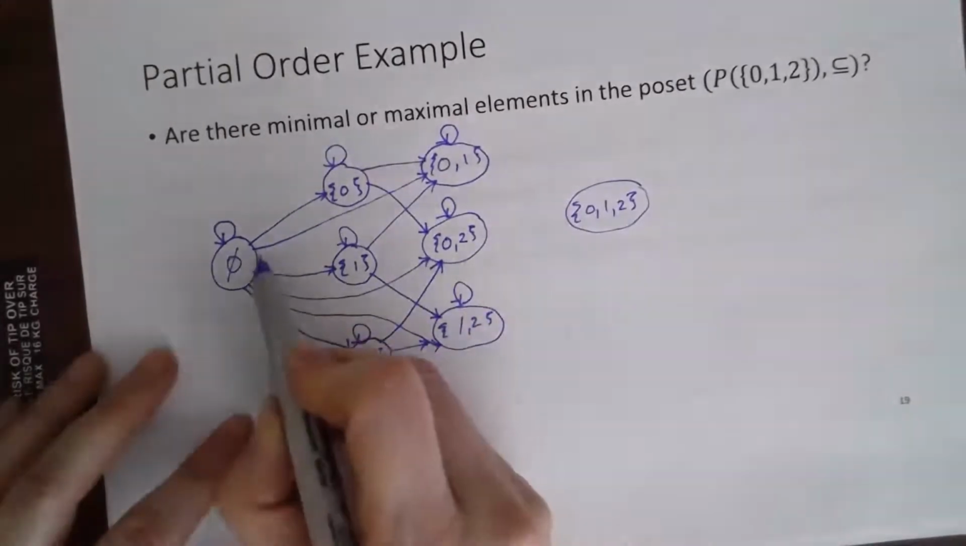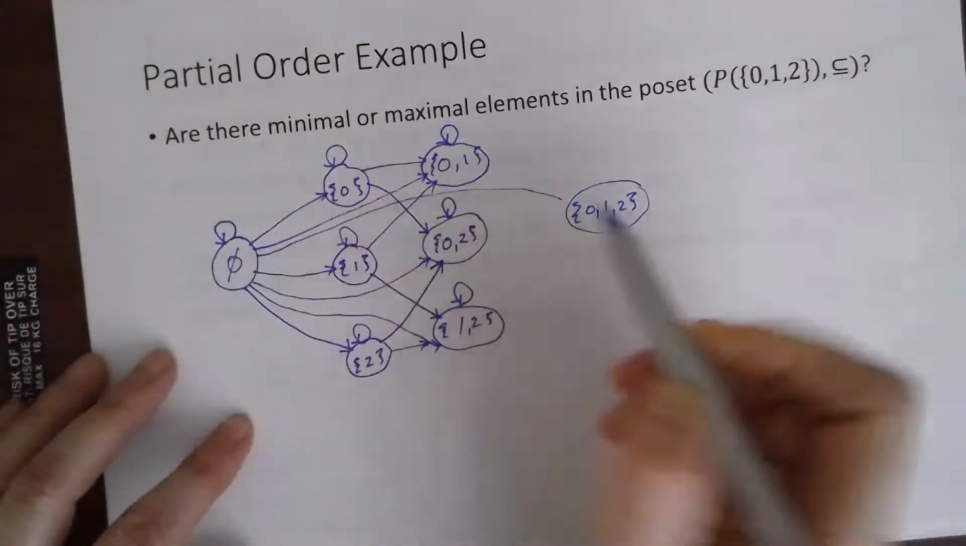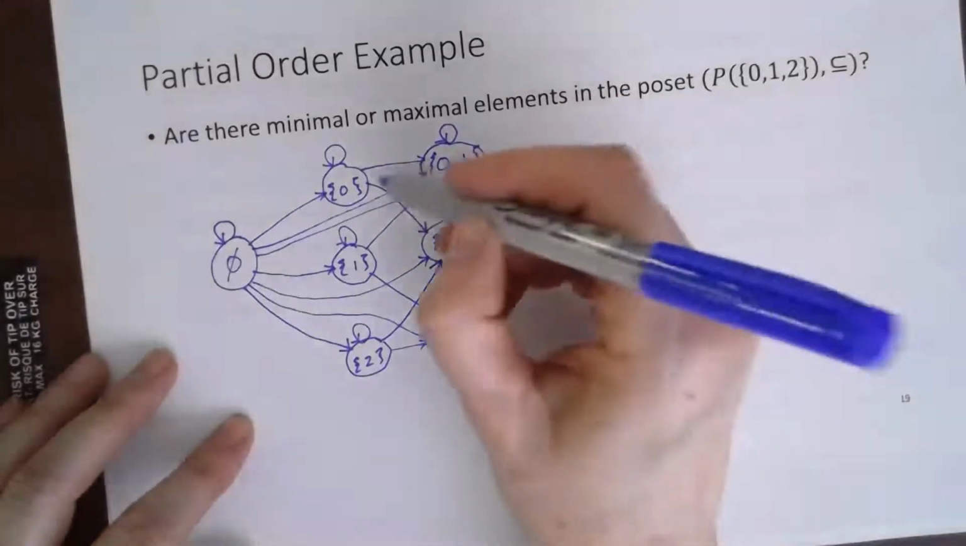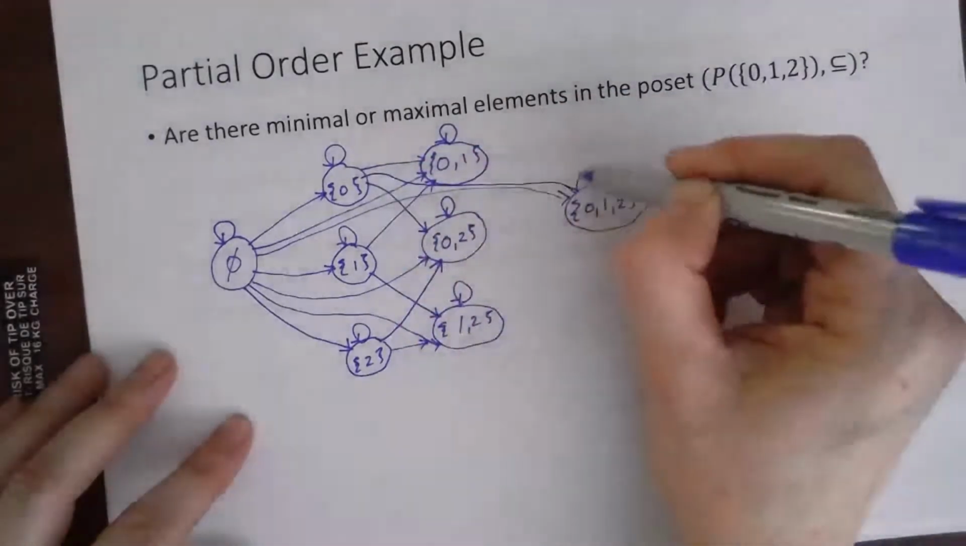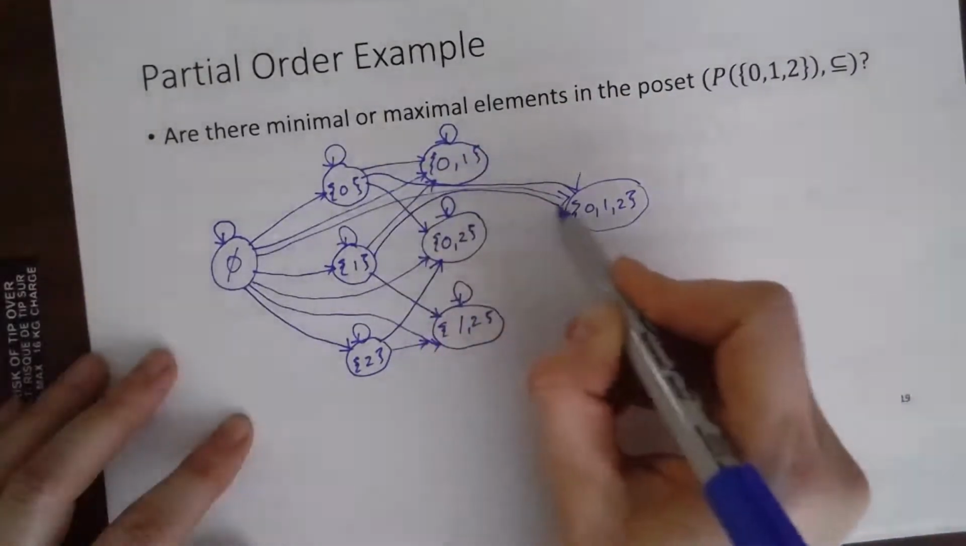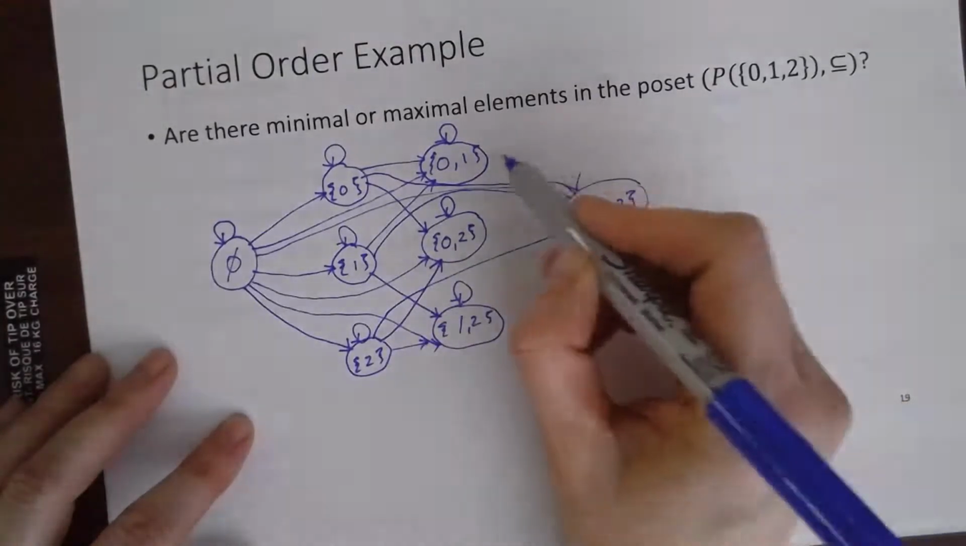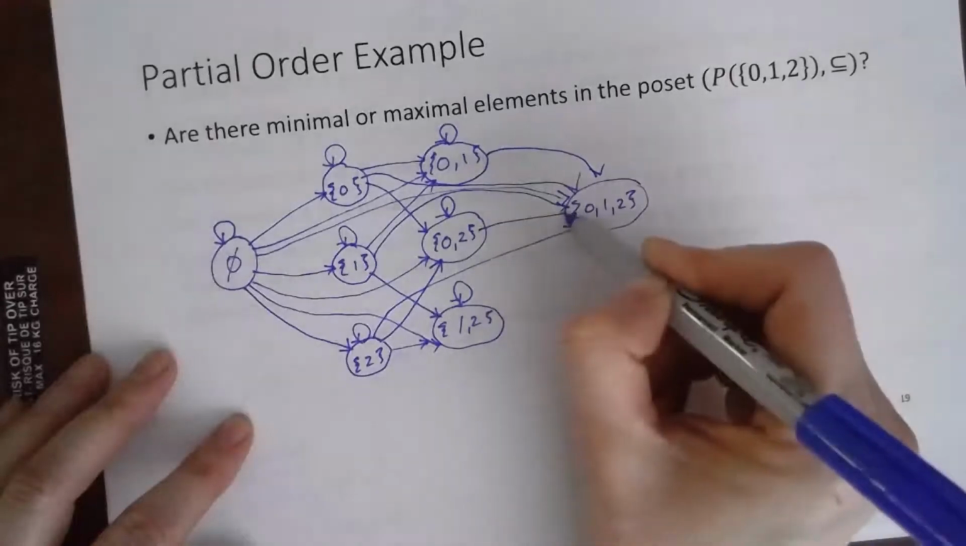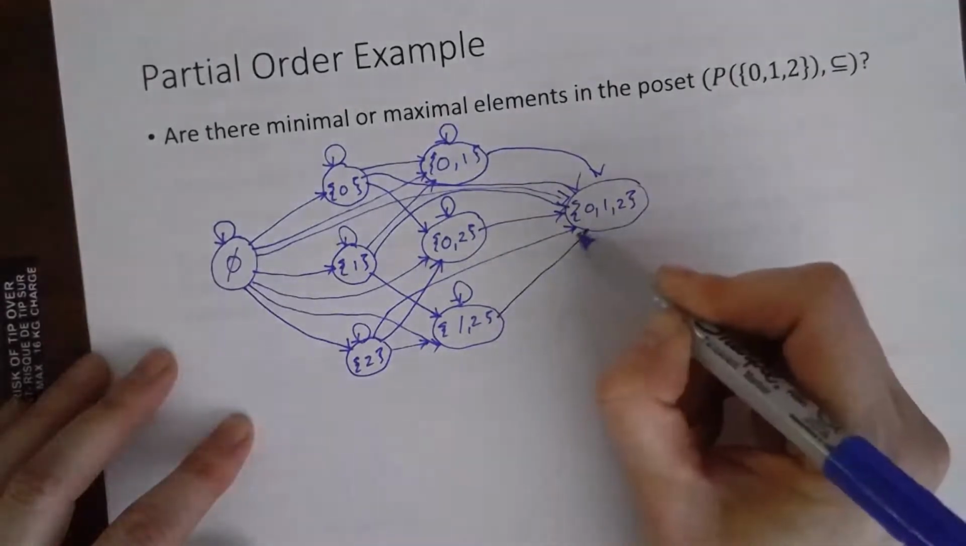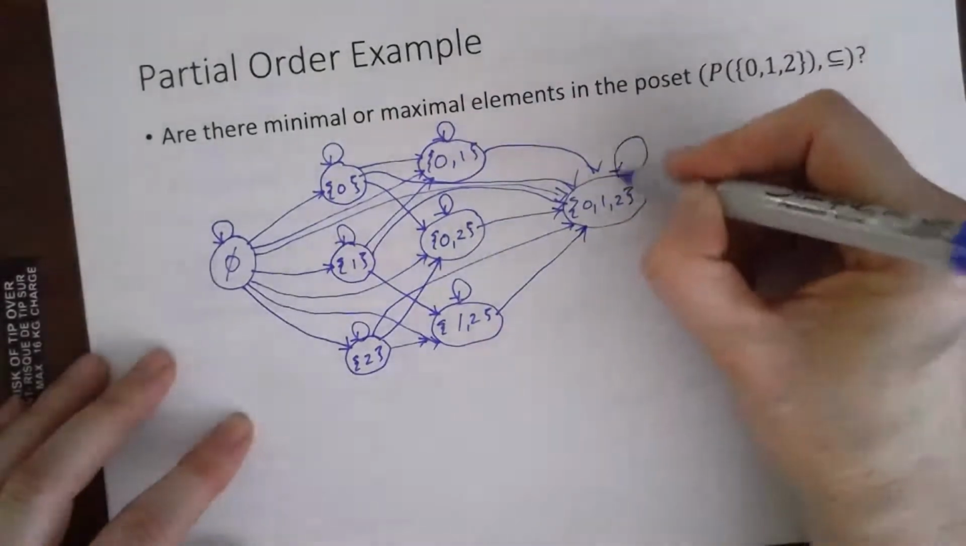So we've got the empty set that's a subset of that. And plain old 0 is a subset of that. And plain old 1 is a subset of that. And plain old 2 is a subset of that, and 0, 1 is, and 0, 2 is, and 0, 1, 2 is, and it's a subset of itself.